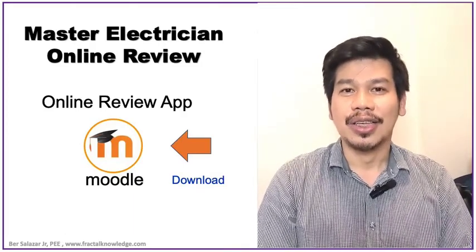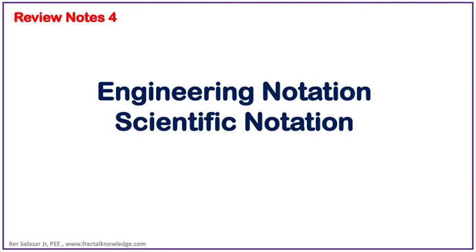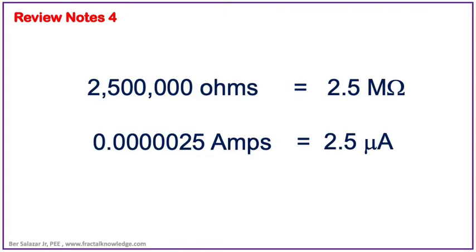Okay, let's proceed. In this review notes, we will review engineering notation because electrical quantities are commonly expressed either by a very large number or a very small number. Typically, during the board exam, you will encounter numbers like 2,500,000 ohms or 2.5 mega ohms, or 0.0000025 amps or 2.5 microamps. With that, you need to understand engineering notation or scientific notation.